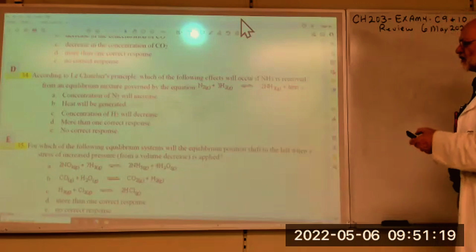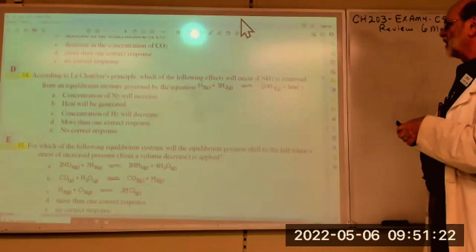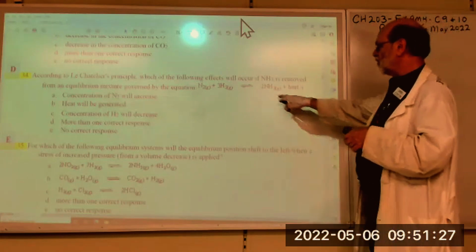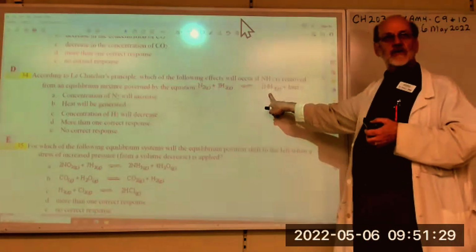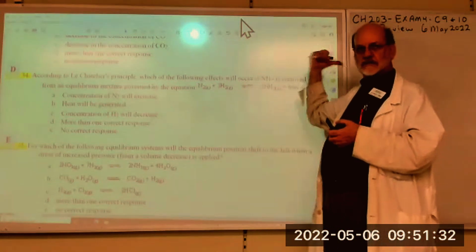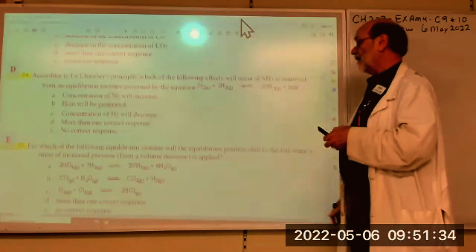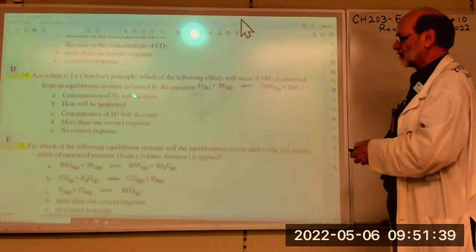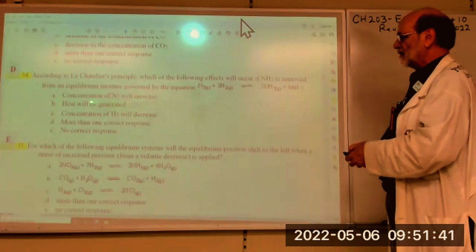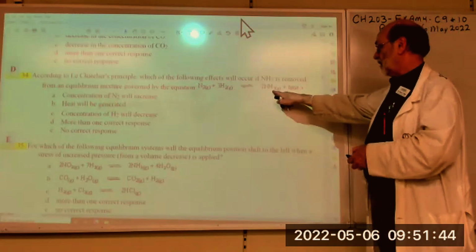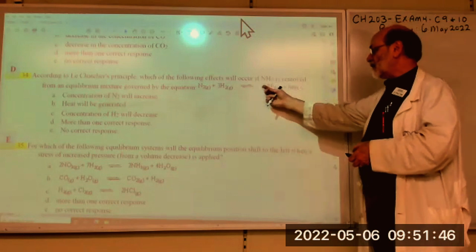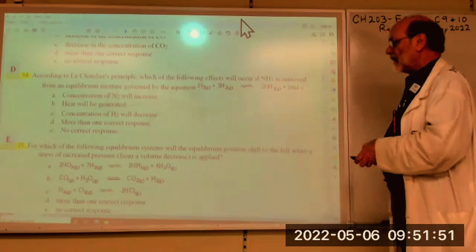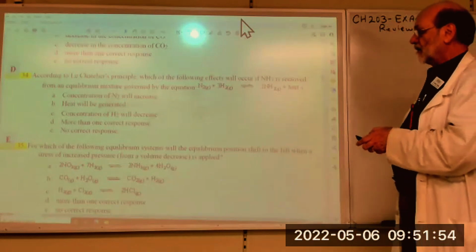According to Le Chatelier's principle, which of the following effects will occur if ammonia is removed from an equilibrium mixture? If you remove ammonia, which way is the reaction going? That way. So the concentration of nitrogen will increase? Nope, it'll decrease. Heat will be generated. Yeah, right. If you remove this, it's going to drive the reaction to the right, which makes more heat. It's exothermic. So B is a good answer.